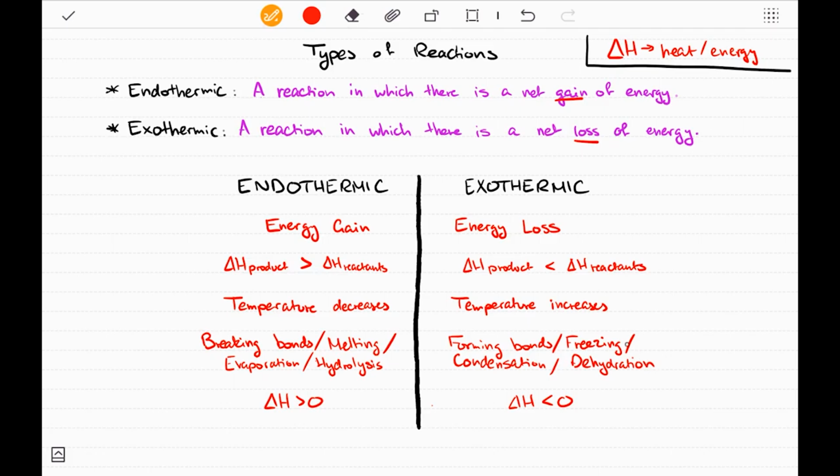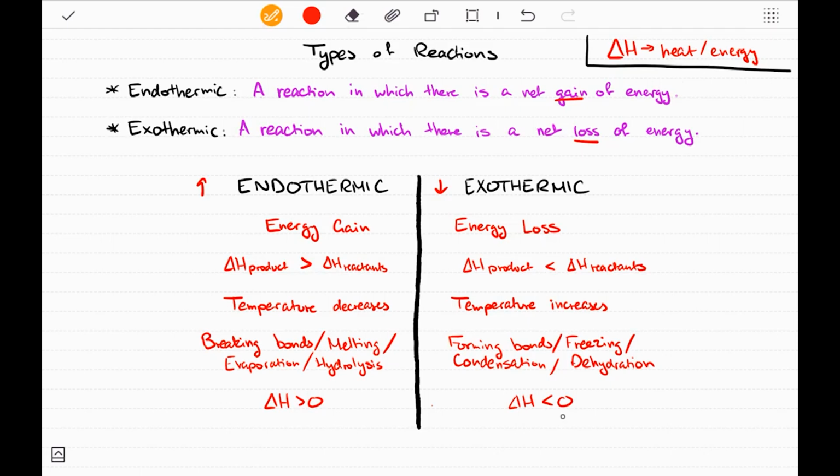Whenever you have endothermic reactions, the energy rises. In exothermic reactions, the energy falls. In endothermic reactions, the energy of the product is always greater than that of the reactants. The opposite is true for exothermic reactions. When we talk about surroundings, in endothermic reactions, the temperature tends to decrease once the reaction occurs, whereas in exothermic reactions, the temperature will increase. Delta H in endothermic reactions, which is heat, is always greater than 0. In exothermic reactions, it's usually less than 0.